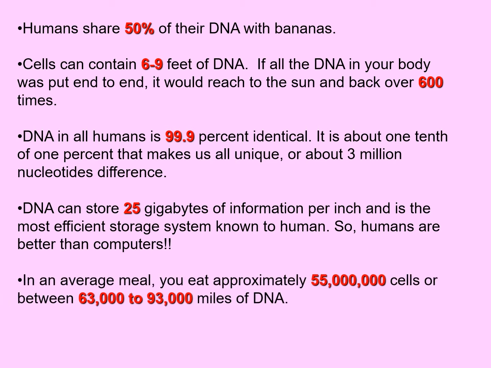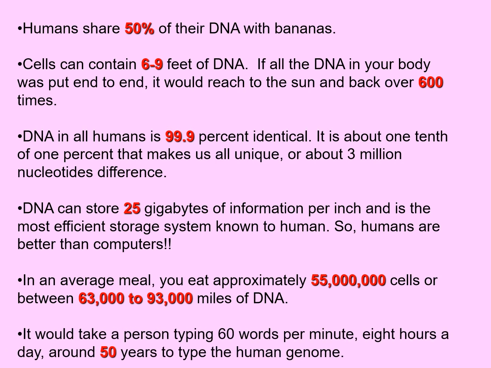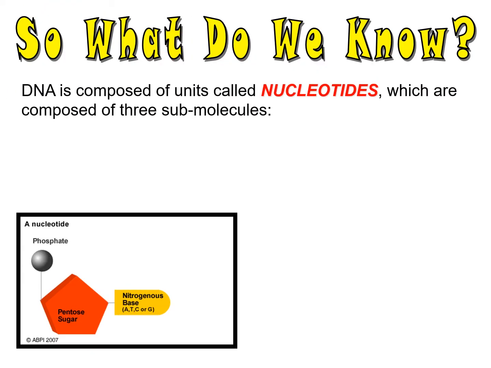In an average meal, you can eat approximately 55 million cells, or between 63,000 to 93,000 miles of DNA. And it would take a person typing 60 words per minute, 8 hours a day, around 50 years to type the human genome. So what do we know?